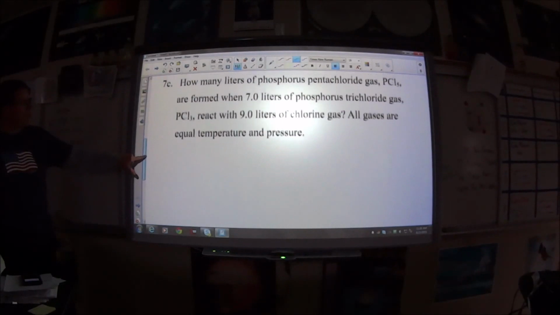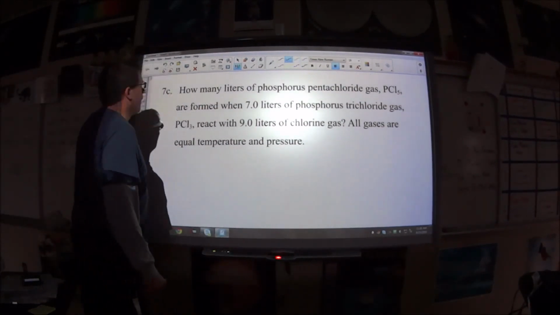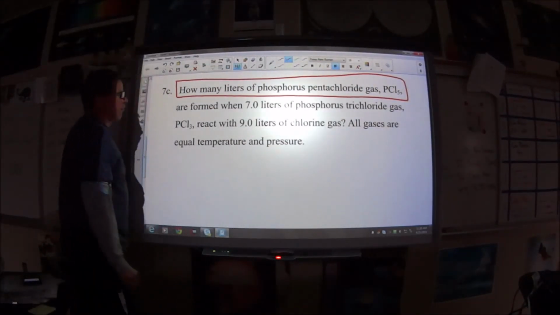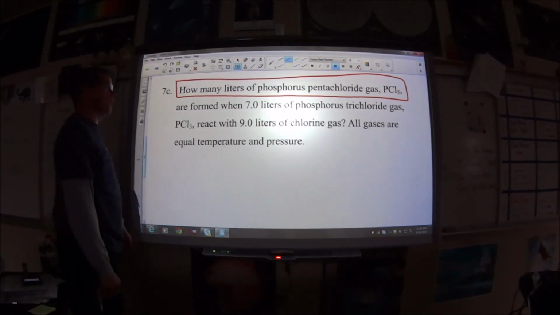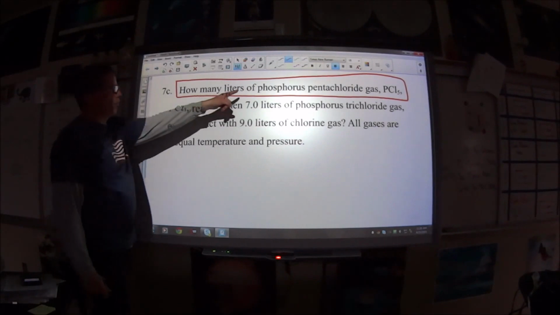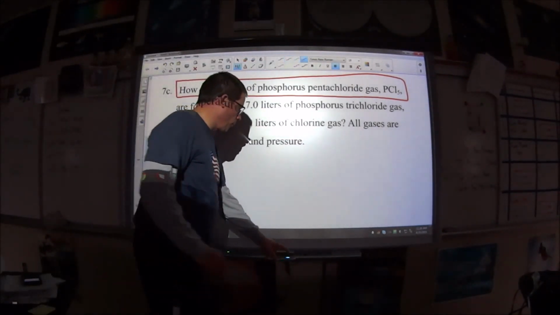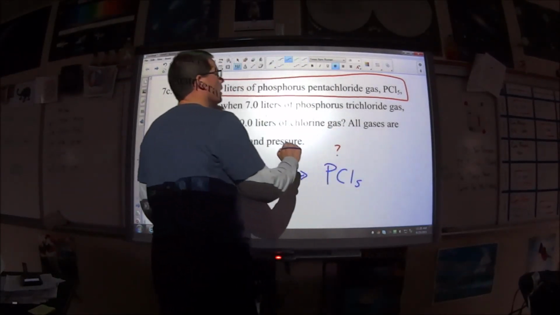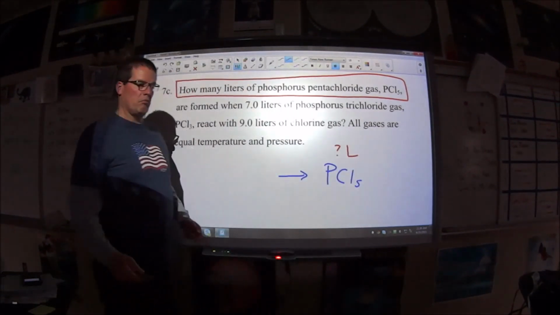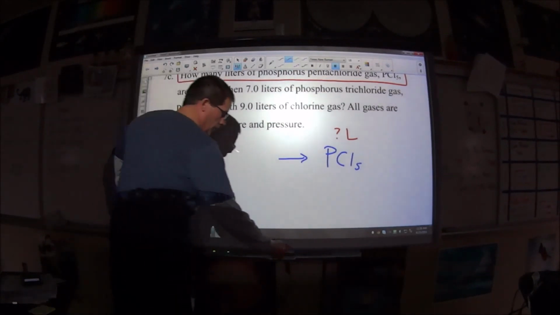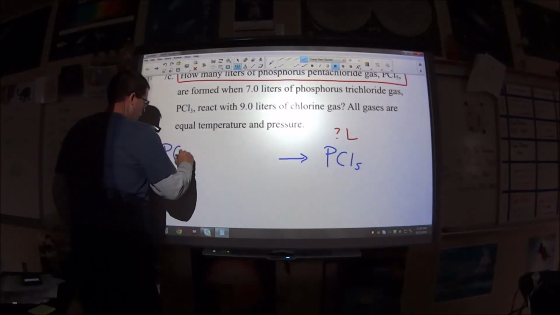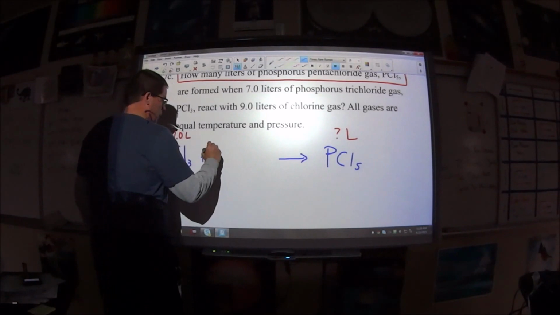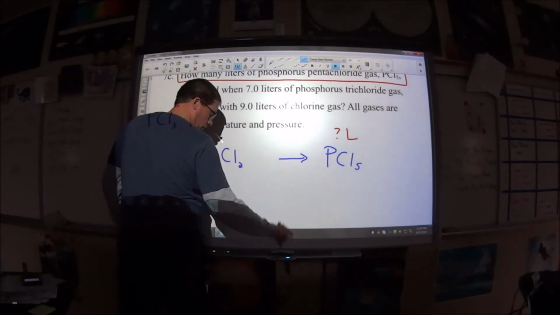All right, let's take a look at 7C. How many liters of phosphorus pentachloride, so it's looking for a volume, are formed when 7 liters of phosphorus trichloride react with 9 liters of chlorine gas? So it kind of told us how much of something is being formed. So PCl5, and wants to know how many liters. So question mark, volume. When it says that we have 7 liters as phosphorus trichloride, 7 liters. And we also have 9 liters of chlorine.